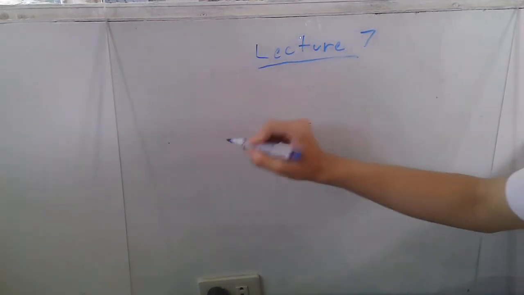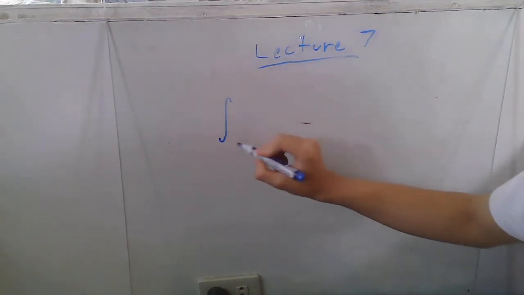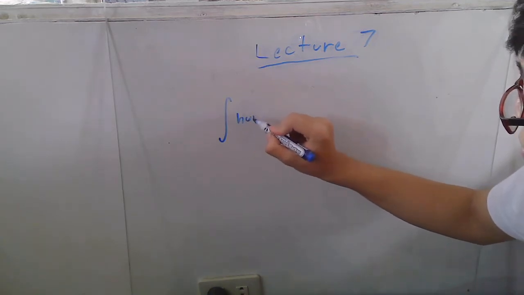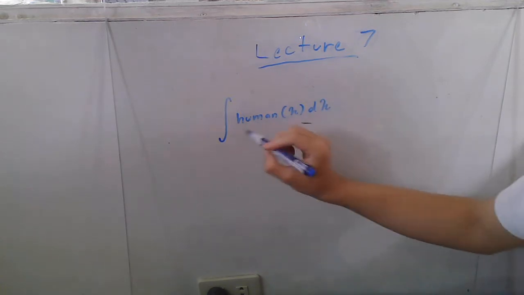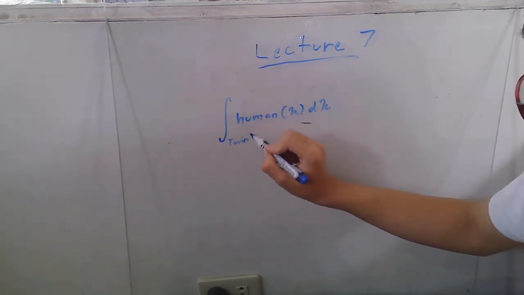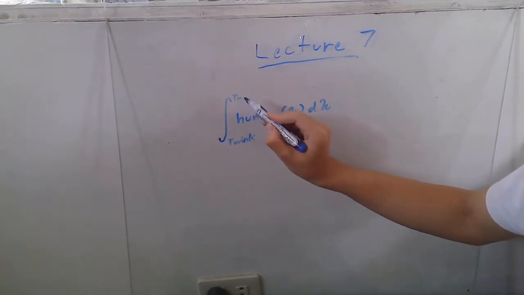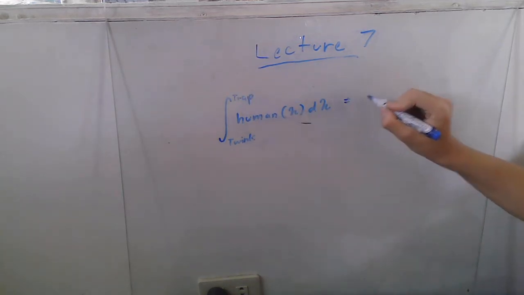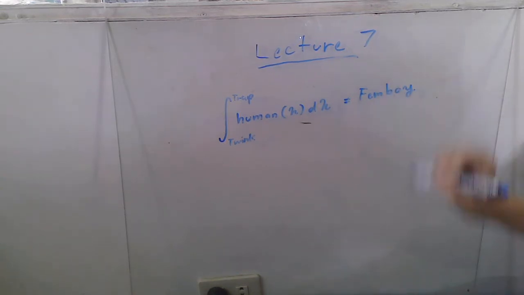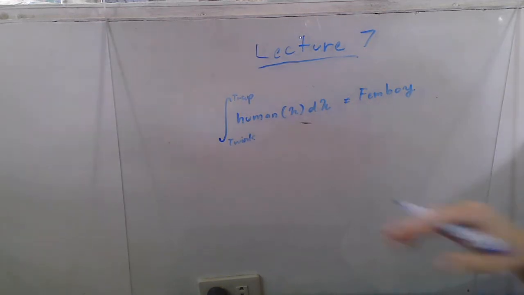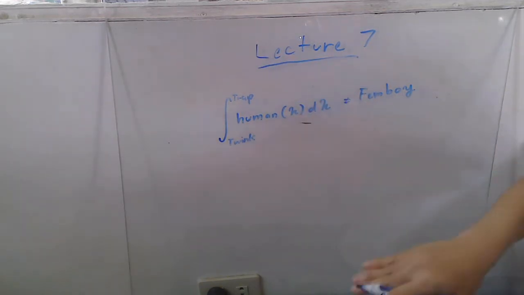So yeah, today we're going to discuss the Fundamental Theorem of Femboyology. The Fundamental Theorem of Femboyology states that the integral of the human function, human of h, dh, from the twink to the trap is equal to the femboy. No other things, just a femboy, right? Integrate from twink to trap, the human, and we get femboy.